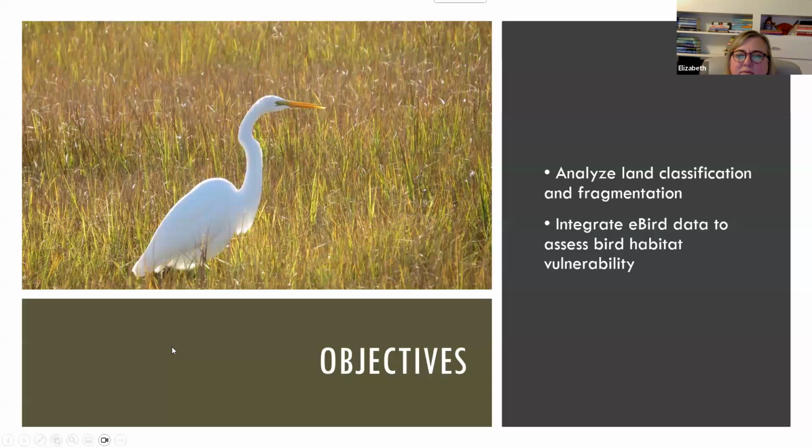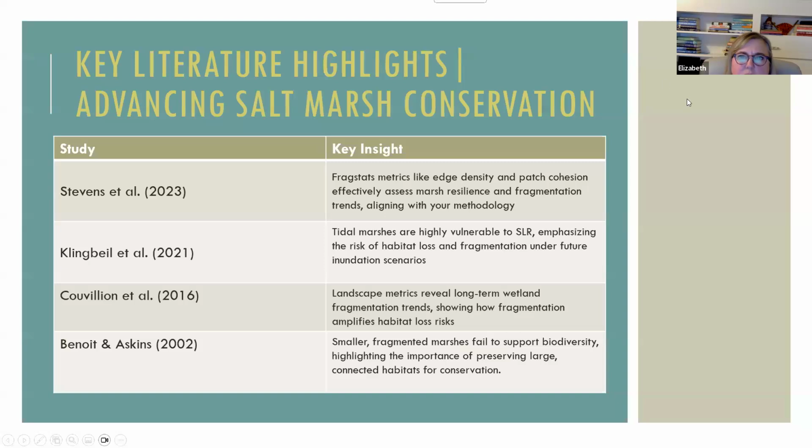So the objectives to support my goals were to analyze land classification and then to integrate some eBird data to assess some of the bird habitat vulnerability. There's a lot of information out there on sea level rise, on migratory birds, but I had a tough time finding things that were about the migratory birds in New Hampshire.